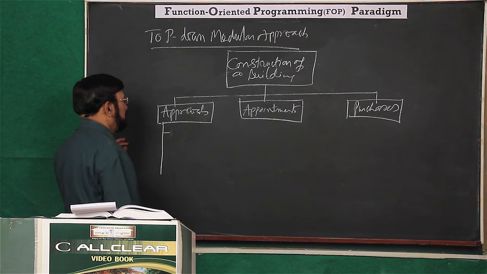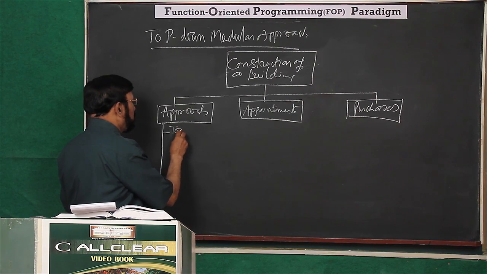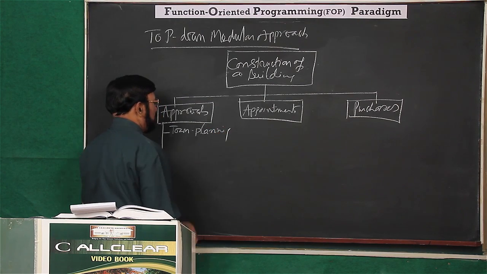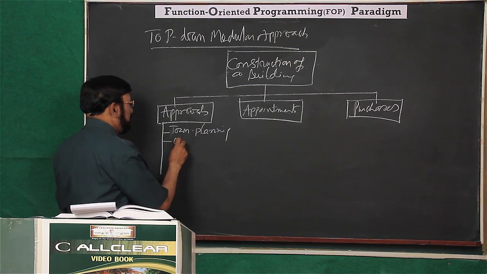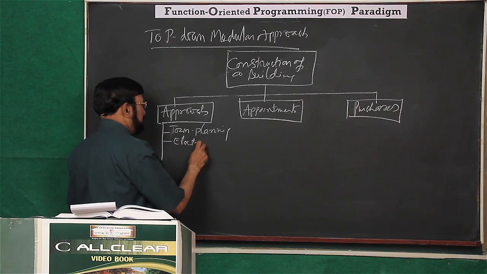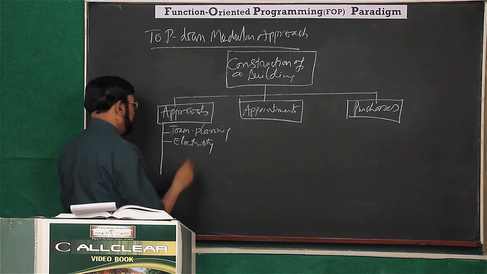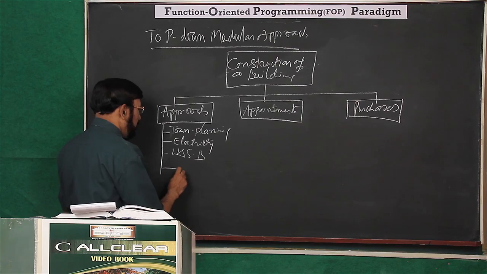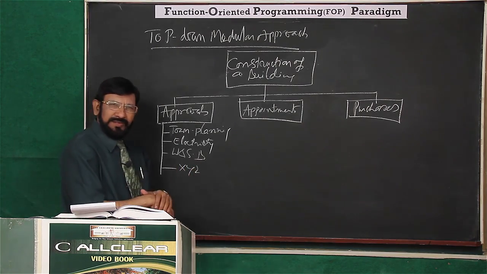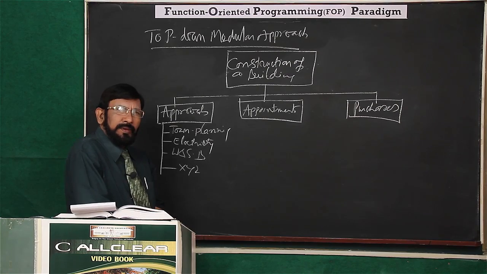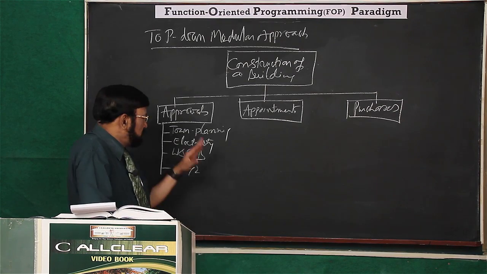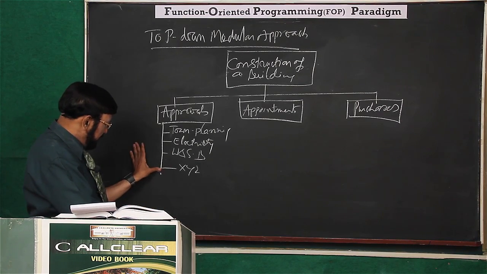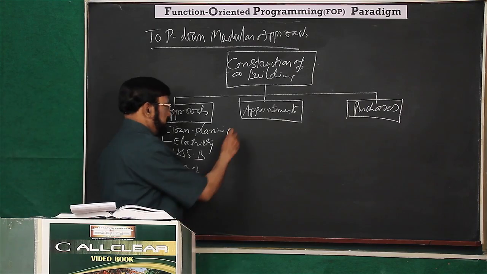This is approval from the town planning department, LSC department, water and sewerage board, XYZ. Maximum, in order to construct a building, you have to get approval from four, five governmental bodies, and then you got this clarity. And appointments.